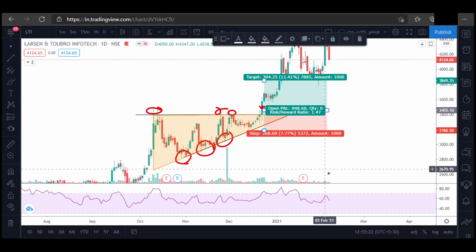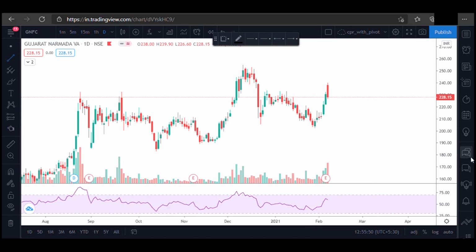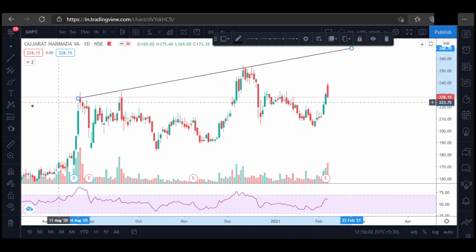So this is a triangle pattern. This is how I traded the stock. Now let's see another example on channel pattern. Okay, this is GNFC stock. This is the price movement of the stock. In this we are going to draw a channel pattern. Channel pattern is nothing but parallel resistance and support lines. So you can draw like this.